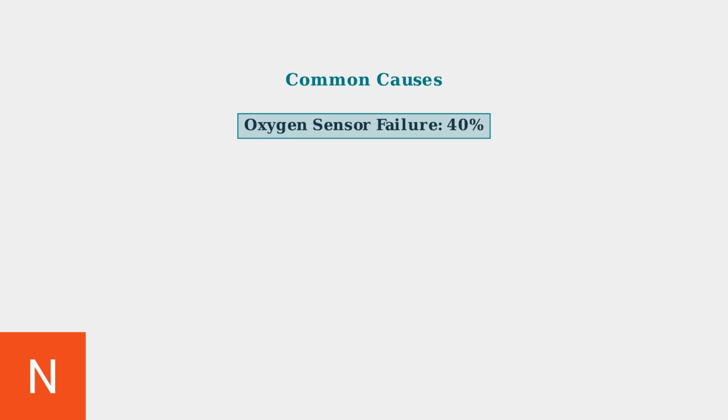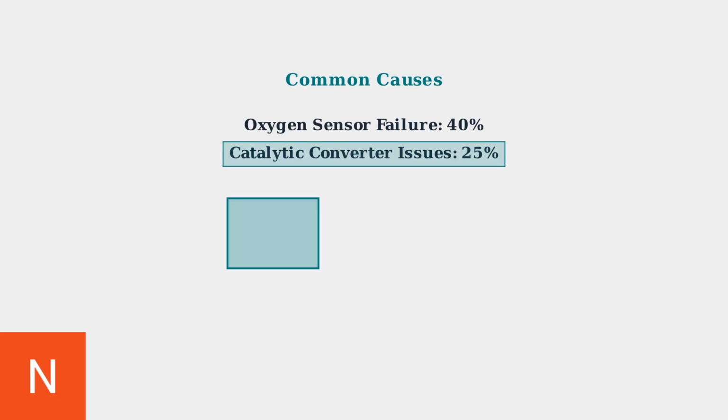The most common cause of check engine lights is oxygen sensor failure, accounting for 40% of all cases. These sensors monitor the air-fuel mixture in your exhaust system. Catalytic converter issues represent 25% of check engine light cases. The catalytic converter reduces harmful emissions by converting toxic gases into less harmful substances.